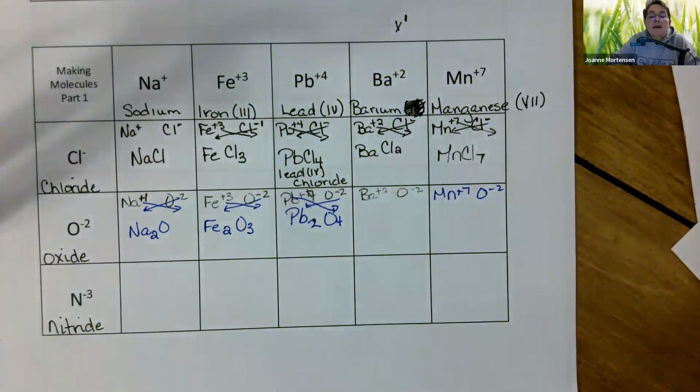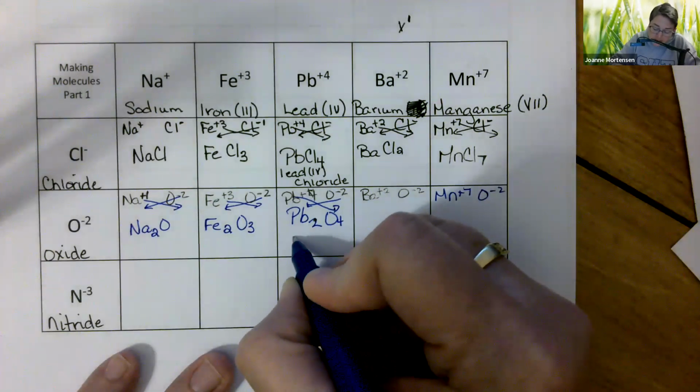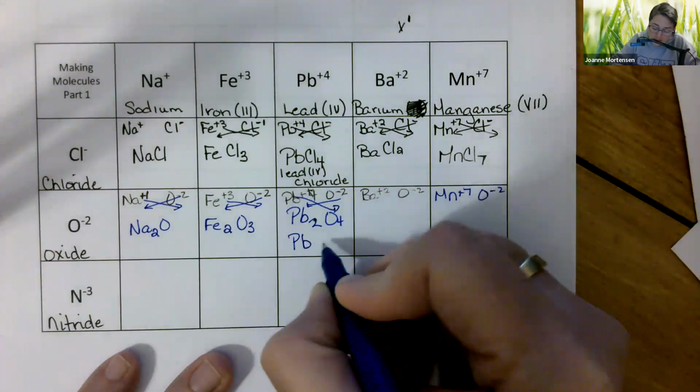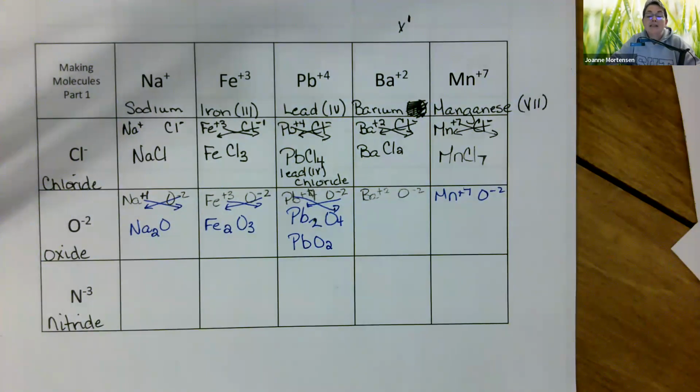And then I want everybody to always look at these numbers and see if they have a greatest common factor or something you can divide out. And in this case, we actually do. It's PbO2 is what the correct answer is. I just want to make sure I say this right. Chemical formulas are the lowest whole number ratio that is electrically neutral.